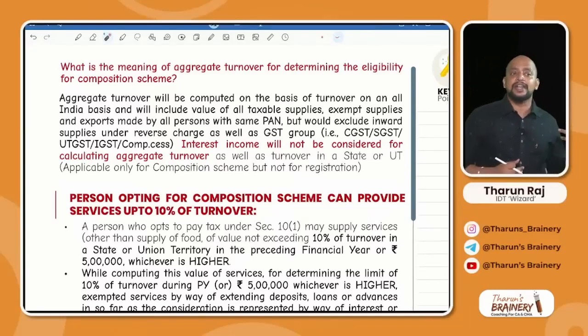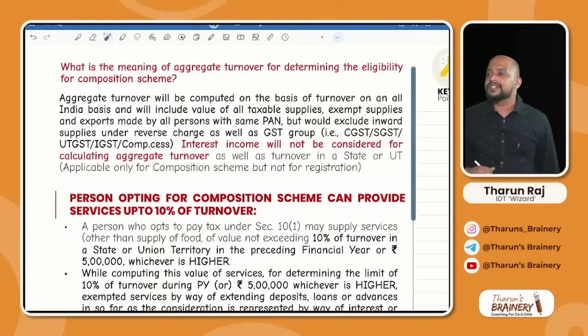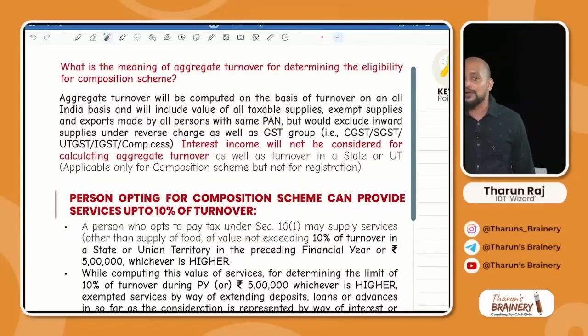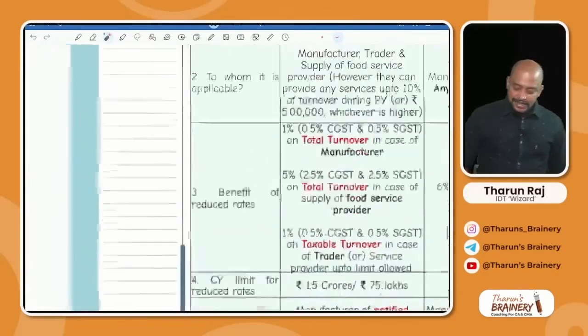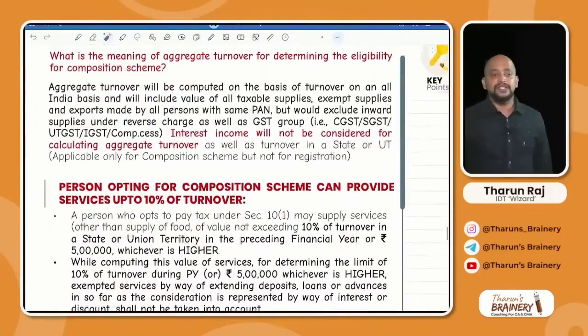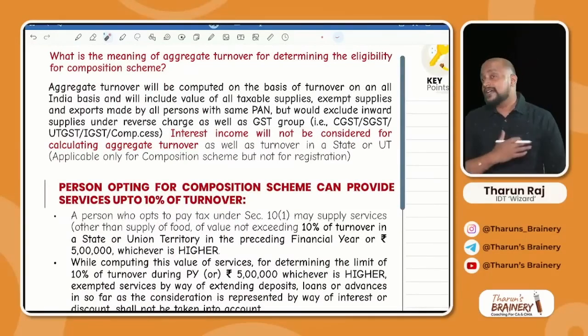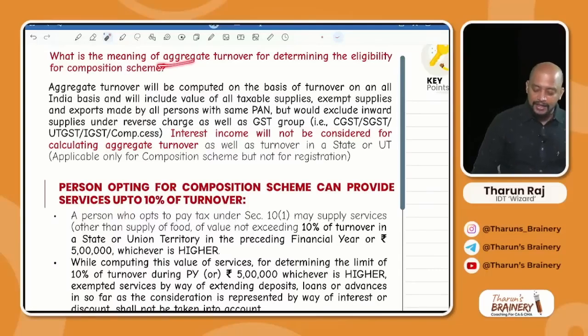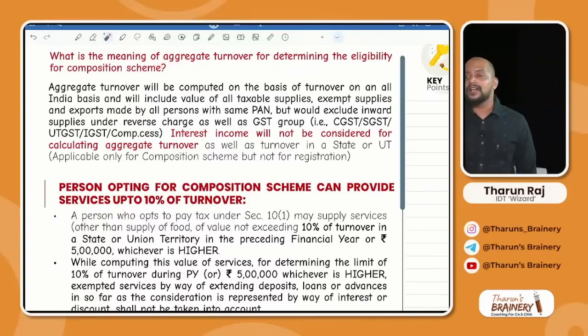Whether we need to see that aggregate turnover for current year or previous year to decide the eligibility to opt for composition scheme? Previous year. See there, aggregate turnover during previous year. So we need to check the previous year turnover only. And how is the aggregate turnover computed? State-wise or all India basis? Always remember A for all India. Got it? ATO, aggregate turnover, will be on all India basis.